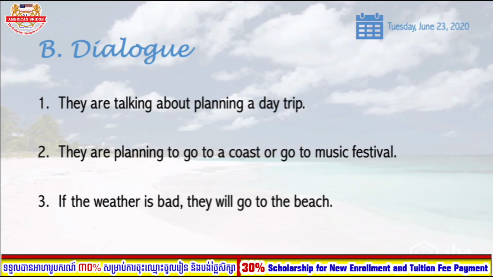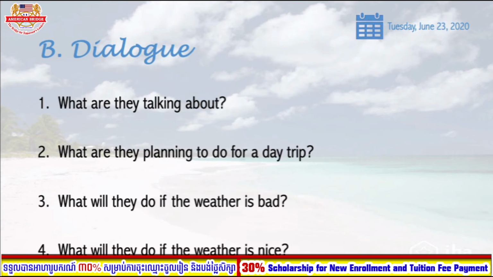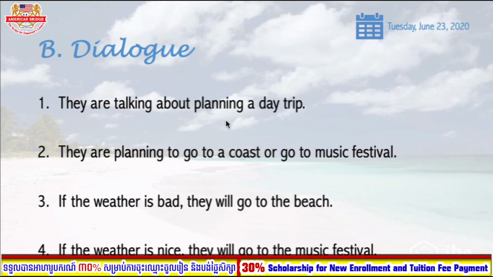Okay, so how about question number 4? What will they do if the weather is nice? Okay, the answer is if the weather is nice, they will go to the music festival. All right, and everyone, why do they go to the beach if the weather is bad? So the reason is because the music festival is outdoors. They are not inside a building.